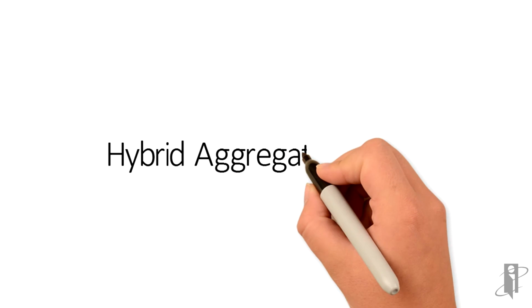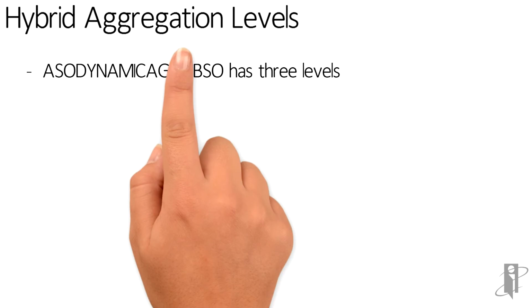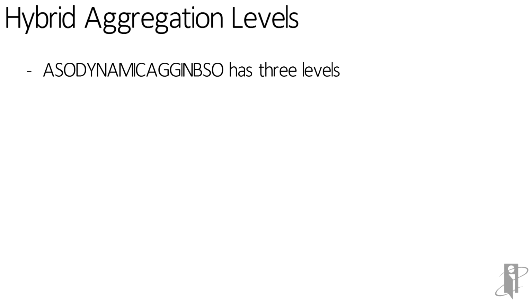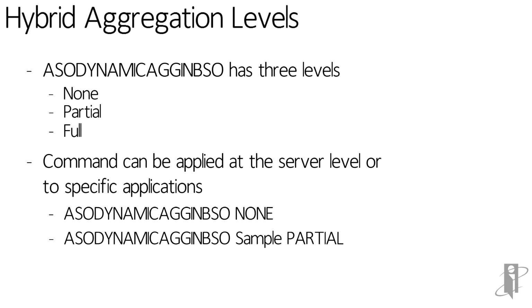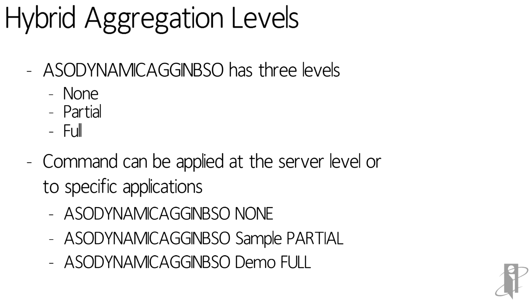We have three different hybrid aggregation levels. The ASODYNAMICAGGINBSO configuration setting has three levels: none, partial, and full. The configuration function can be applied at the server level or to specific applications. To apply a none value to the server level, we would put in ASODYNAMICAGGINBSO NONE. For a partial aggregation on the Sample database, we type in ASODYNAMICAGGINBSO Sample PARTIAL. And to apply full hybrid aggregation to the Demo application, we would enter ASODYNAMICAGGINBSO Demo FULL.